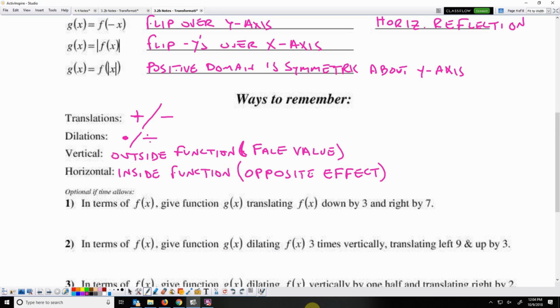Write g of x that translates f of x down 3 and right 7. So g of x equals f of, and if I'm going to go right 7, it's going to be x minus 7 inside the function. And if I'm going to go down 3, then it's going to be minus 3 outside of the function.